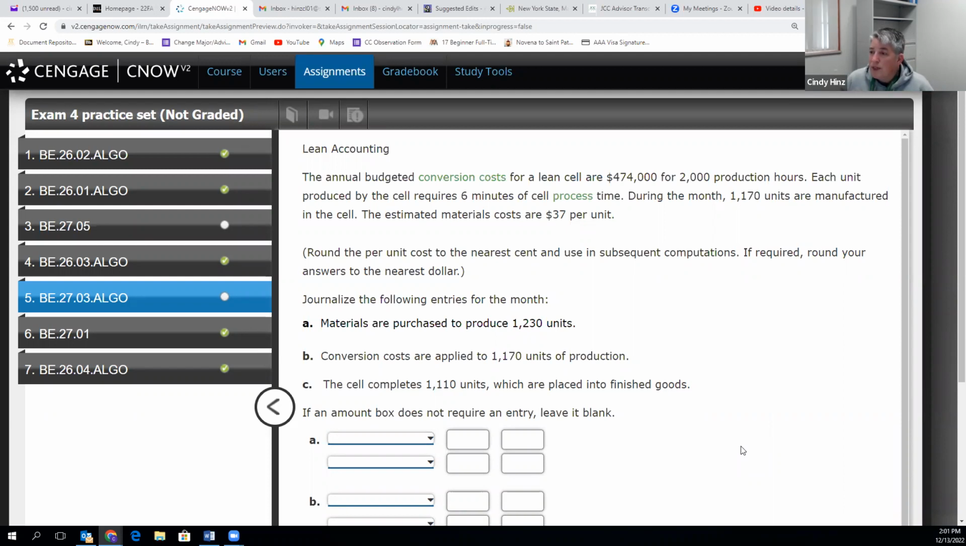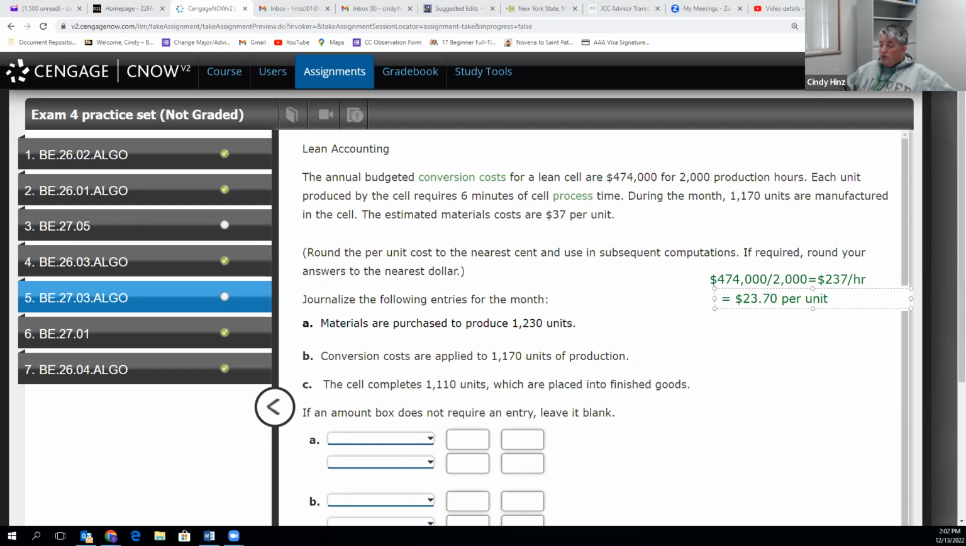The annual budgeted conversion cost for a lean cell is $474,000 for 2,000 production hours. So I just want to calculate while we're talking through this. Let me put it over here in the blank white space. $474,000 for 2,000 hours is a cost of $237 per hour for the conversion costs. Each unit produced by the cell requires 6 minutes of cell process time. So $237 per hour is $3.95 per minute. And if it's 6 minutes per unit, that would be $23.70 per unit. It doesn't give us anything more than that.